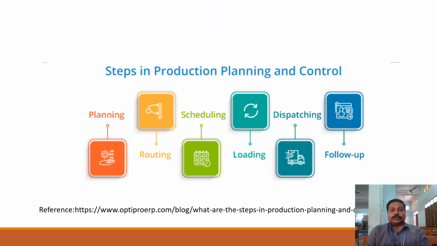This slide shows the steps in production planning and control. There are six steps: planning, routing, scheduling, loading, dispatching, and follow-up. Final one is follow-up. These steps in production planning and control I will provide in your next video.